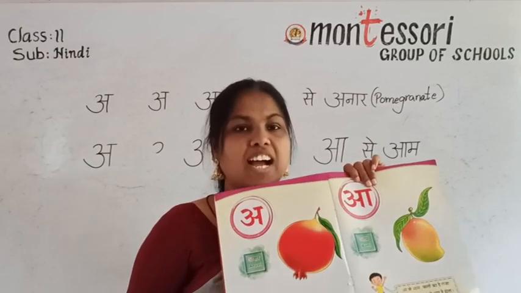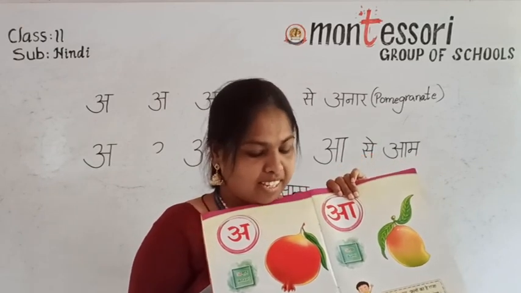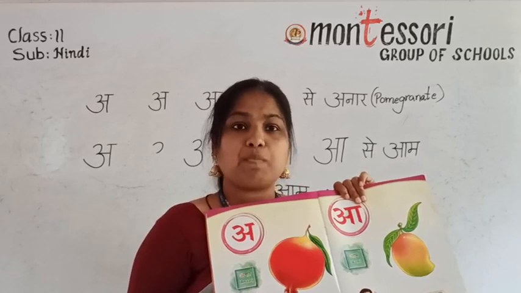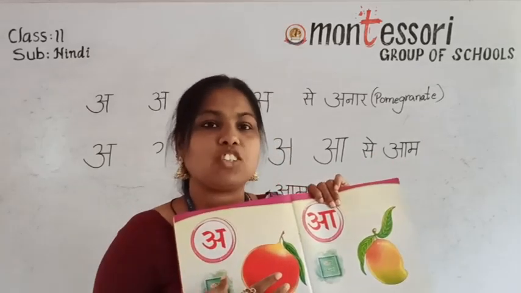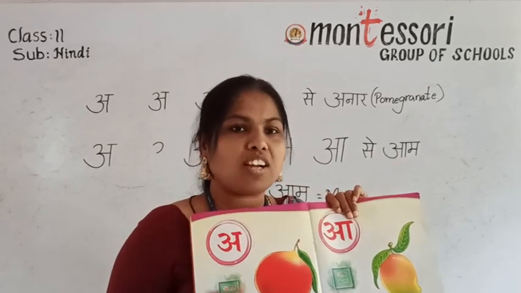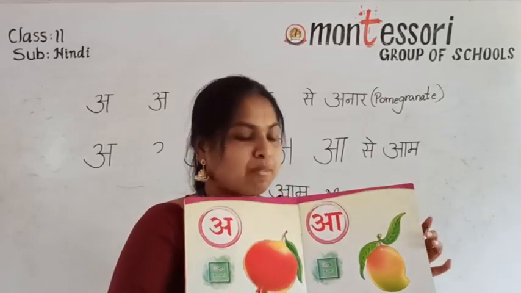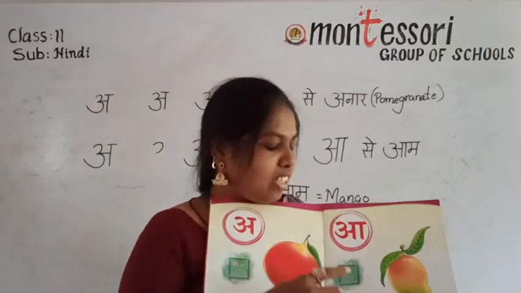Understand, children? आ से अनार जो कोई खाए, कभी ना हो बीमार, बने दमदार. Means if you eat this pomegranate, you will become a very strong person. Okay, children. The next one, the second.